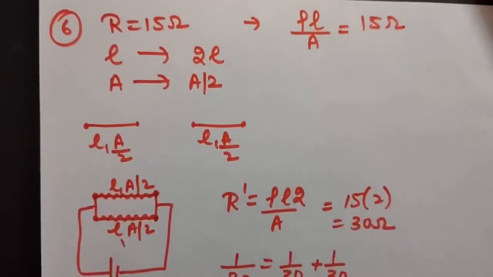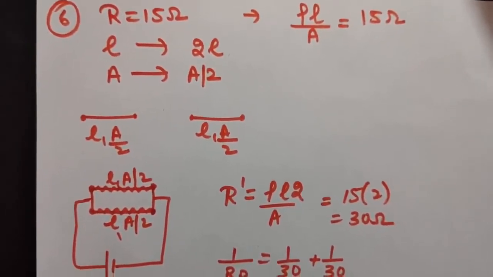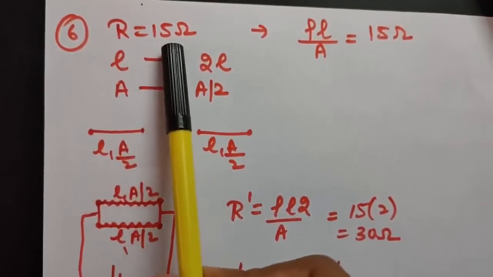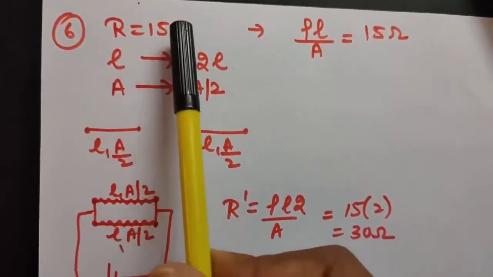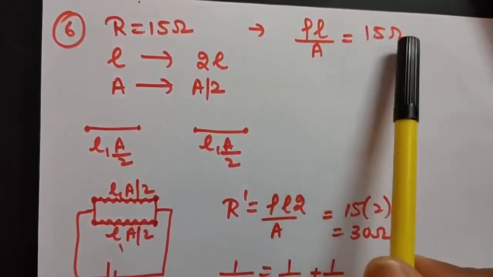Okay, so next is question number 6. It says that you have a wire. It is stretched to double its length. First of all, the resistance of the wire is given to be 15 ohms. Let us suppose its initial length is L and area is A. So we can say rho L by A is 15 ohms.